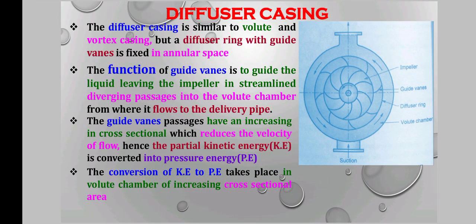And the last thing is diffuser casing. The diffuser casing is similar to volute and vortex casing, but a diffuser ring with guide vanes is fixed in the annular space. The function of the guide vanes is to guide the liquid leaving the impeller in a streamlined reversing passage into the volute chamber, from where it flows to the delivery pipe. The guide vane passages have an increasing cross section which reduces the velocity of flow. Hence partial kinetic energy is converted into pressure energy. The conversion of kinetic energy to pressure energy takes place in the volute chamber of increasing cross section.